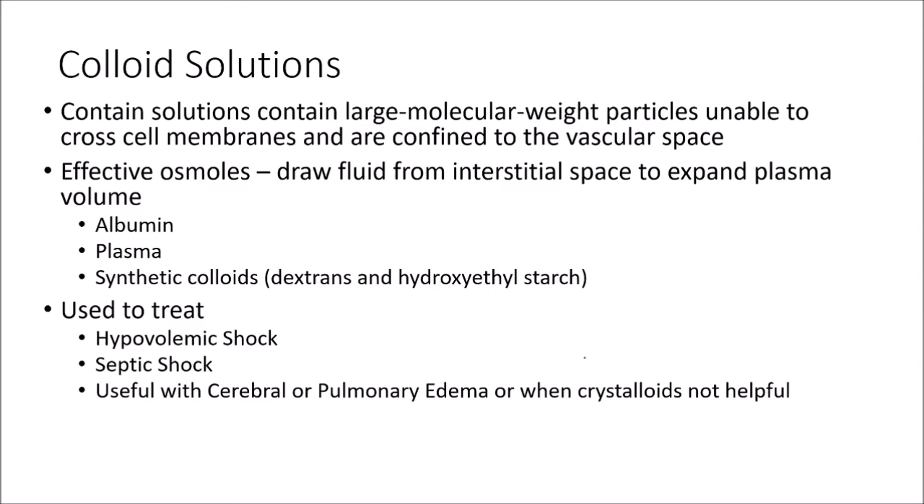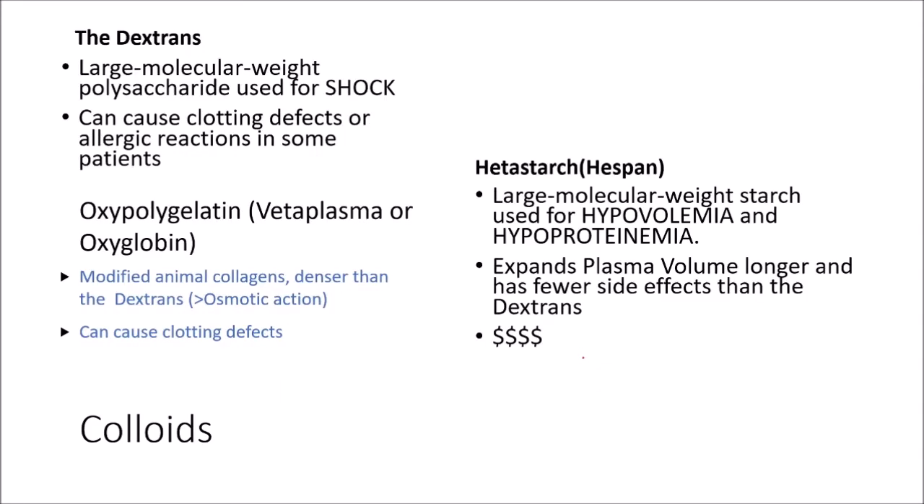Oxyglobin or oxypolygelatin, also known as Vetaplasma, is a modified animal collagen, denser than the dextrans, so it has more osmotic action, but it can also cause some clotting defects. Hetastarch or Hespan is a large molecular weight starch used for hypovolemia and hypoproteinemia. It does expand the plasma volume longer and have fewer side effects than the dextrans, but it is very expensive. These colloids are used most often in emergency medicine or in major surgical procedures.